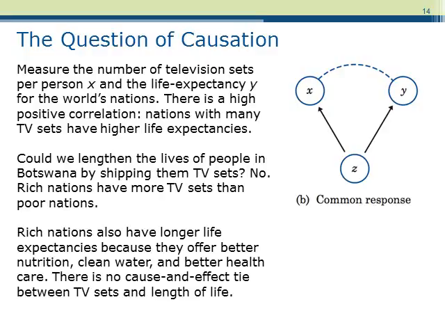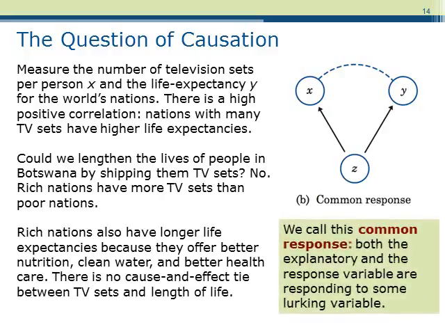In this case, both our explanatory and response variables are responding to some lurking variable. Rich nations do have more TV sets. However, rich nations also have better access to nutrition, clean water, and health care. In general, we would call a situation like this common response. This is a situation where both the explanatory and response variable are responding to some lurking variable.